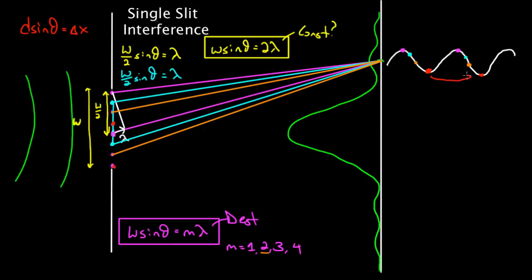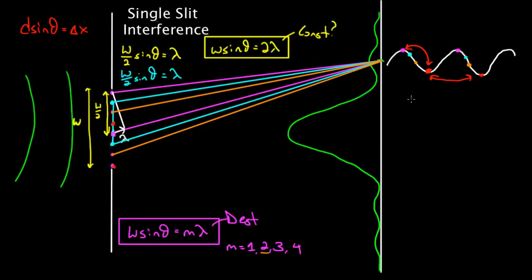Even though these two are constructive, this one's not constructive with this guy, and these all add up. In fact, for the most part, they cancel. That's why these are so little. You get these really weak fringes on the sides of a single slit, because you're not going to get points where they all add up really well necessarily. You get points where a lot of them sort of cancel out. And it doesn't completely cancel though.